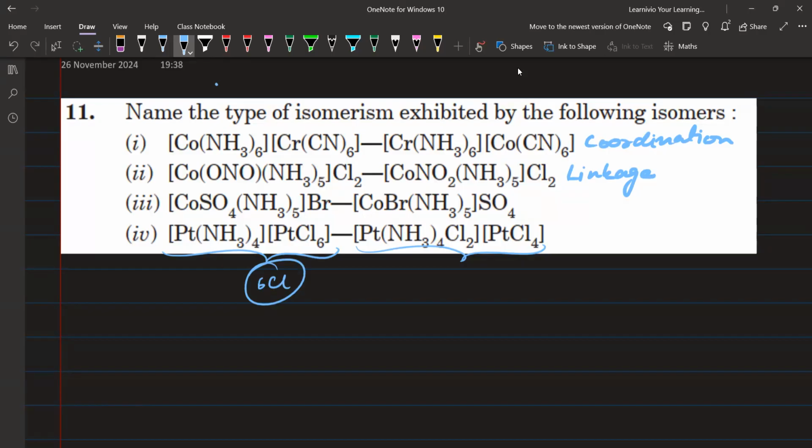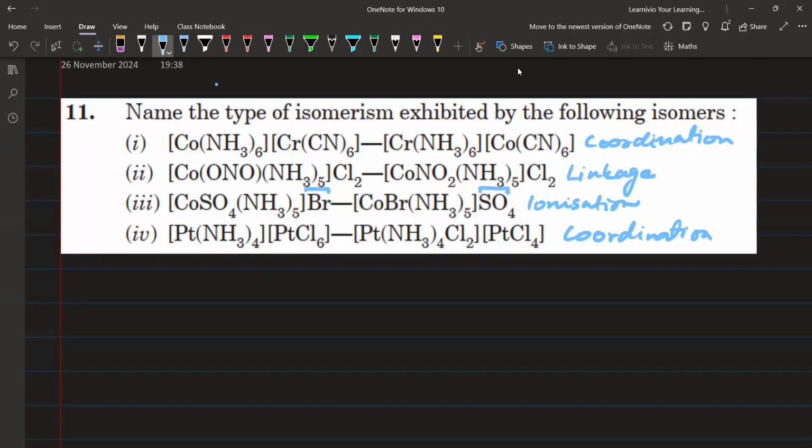Can you see that? Yes, sir. Okay, so that's why it is going to be coordination isomer. And the last one, see, the counter anionic है ना, तो उस SO4 एक बार बाहर एक बार अंदर, this is ionization isomers. Make sense? Yes, sir. Now we are going to move towards stereoisomers.